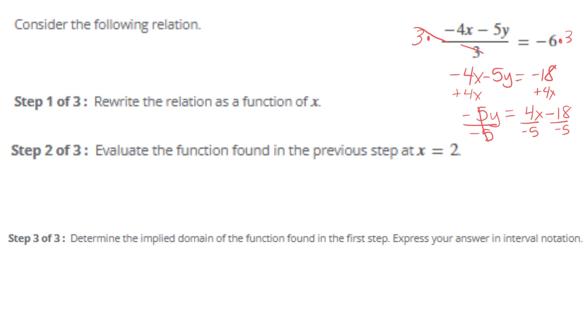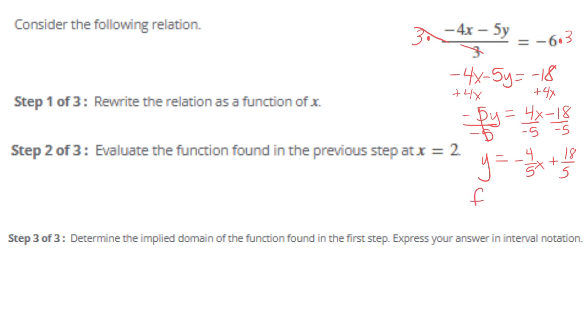Oh, I did not pick a very pretty one. All right, that's probably good. So y equals negative 4/5 x. And then negative divided by a negative is going to end up a positive 18/5. So this is the function written in terms of x, because the x and all the computation stuff is on the right side. All right, so now it wants us to evaluate the function at x equals 2.